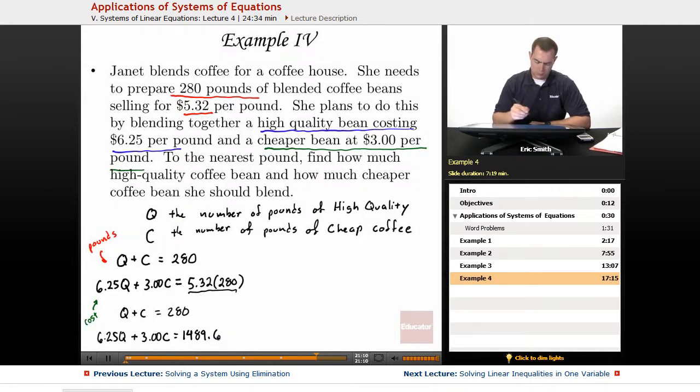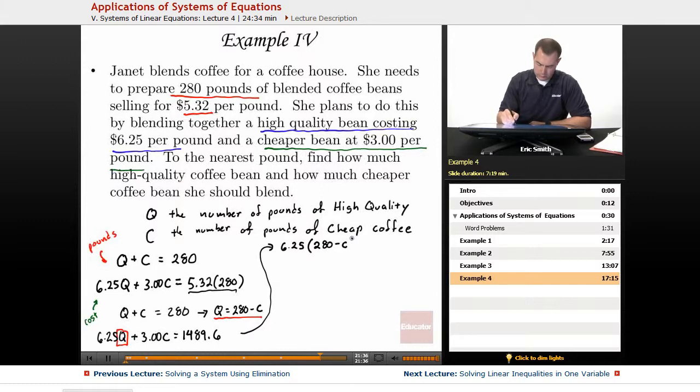Okay, so to use the substitution method, I'm going to take the first equation and let's go ahead and solve it for Q. This would give us that Q is equal to 280 minus C. And once we have that, we can go ahead and substitute it into our second equation. So $6.25 times Q, which is 280 minus C, plus $3 for C equals 1489.6. So our new equation only has C, and we can go ahead and solve for that.